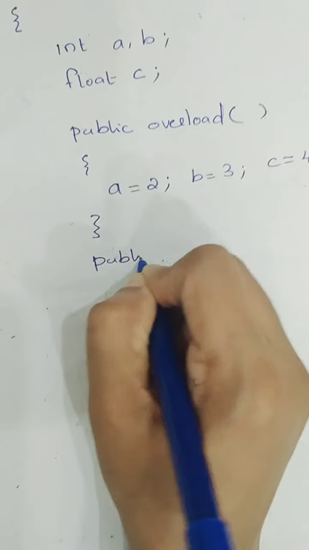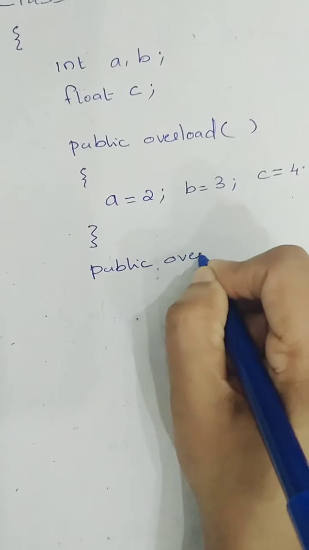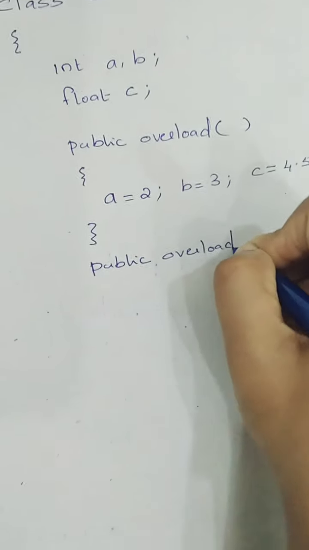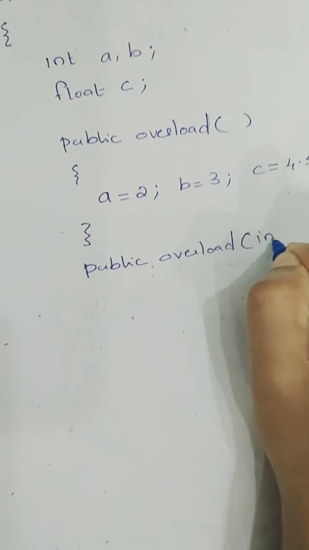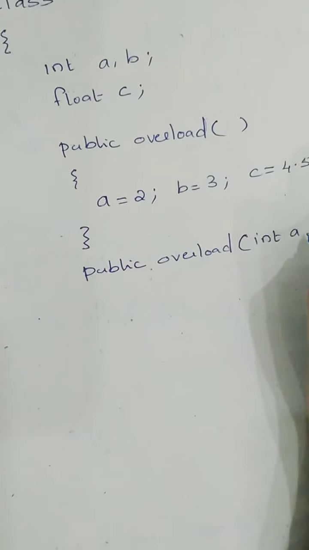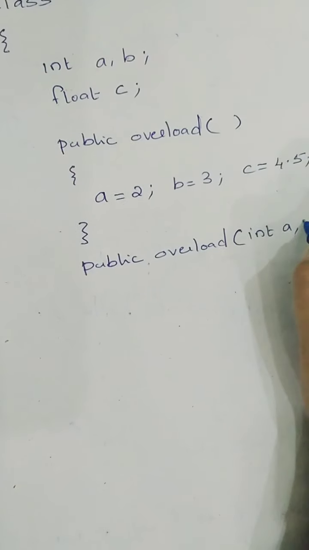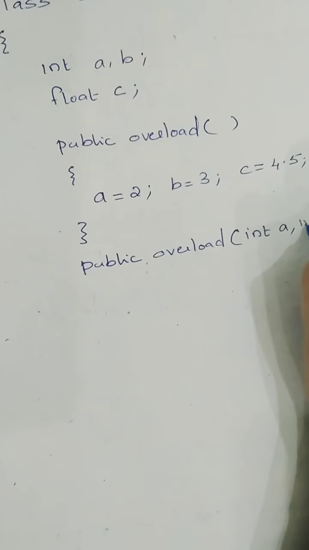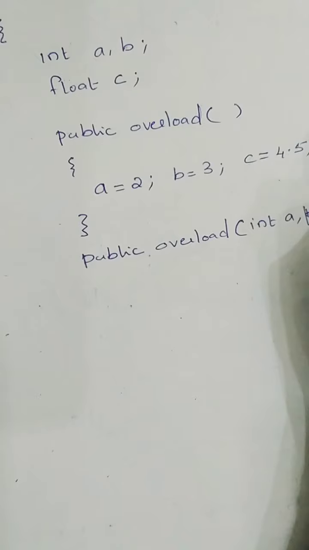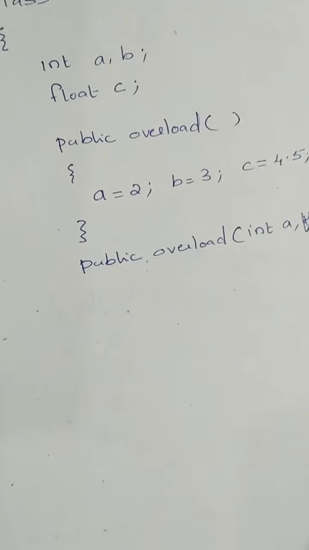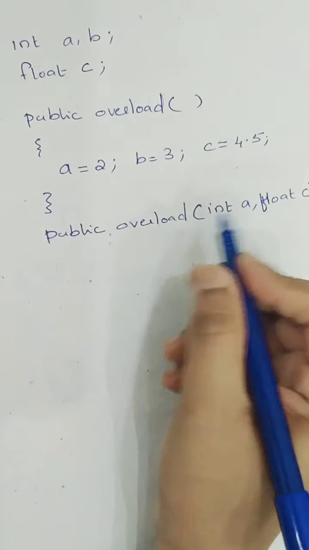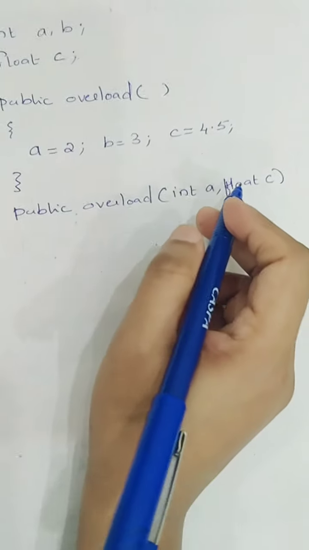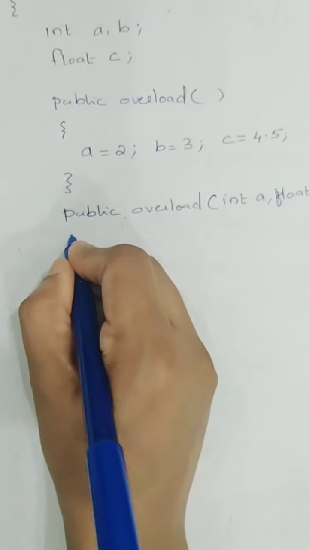Next I am writing public overload, int a comma float c. Int a comma float c. 2 parameters, one is integer and another is float.